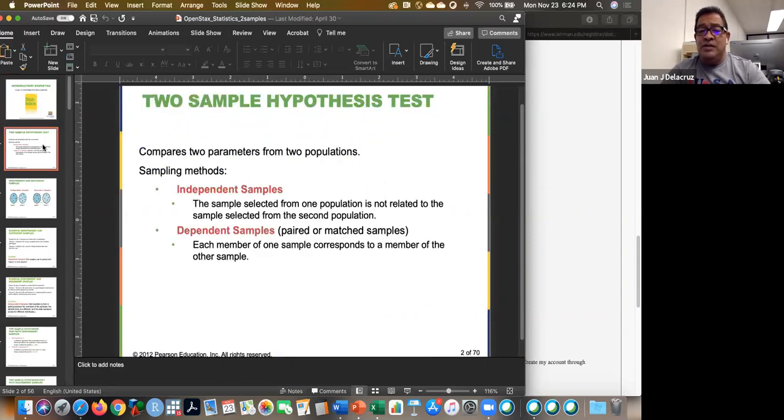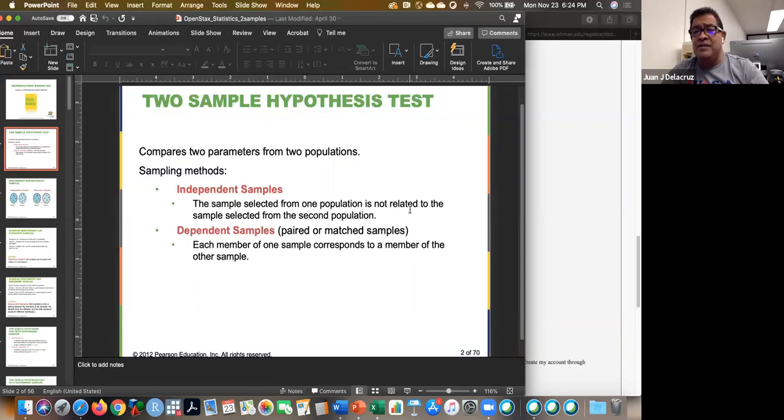In reality, samples can be of 2 different types. So we are going to use these 2 sample hypothesis tests to compare 2 parameters from 2 different populations. And as I mentioned before, we have 2 different sampling methods: whether the samples are independent or the samples are dependent. With independent samples, the sample selected from one population is not related to the sample selected in the second population.